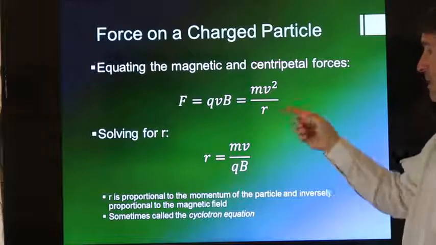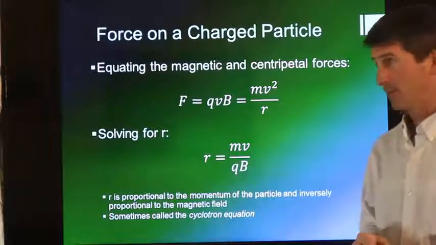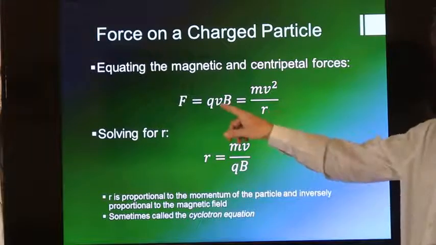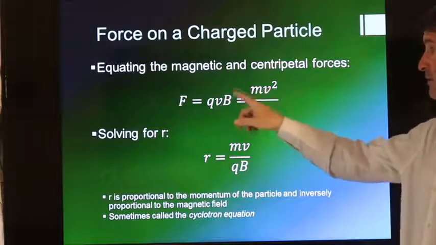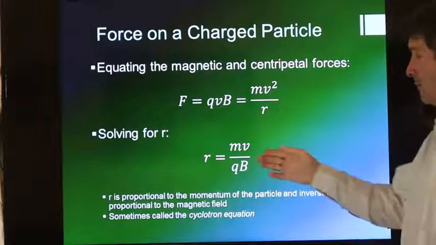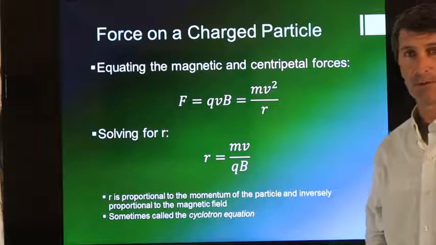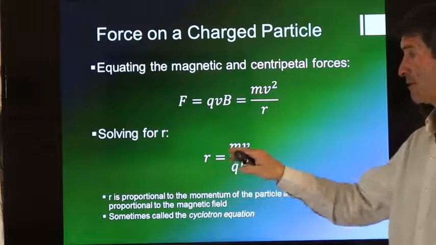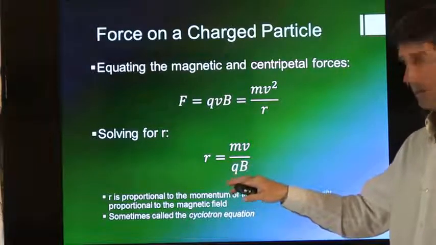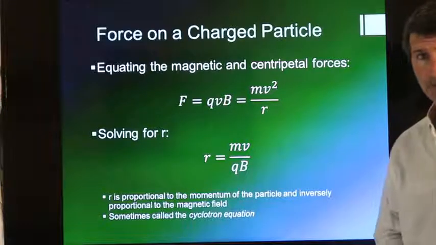So if we want to solve for the radius of the curvature here, we can simply move r over here. We have v right here and v squared here, so this v is going to cancel out with one of the v's on the right. Move the radius over to the left, and the radius is equal to the mass times the velocity divided by the charge times the magnetic field.